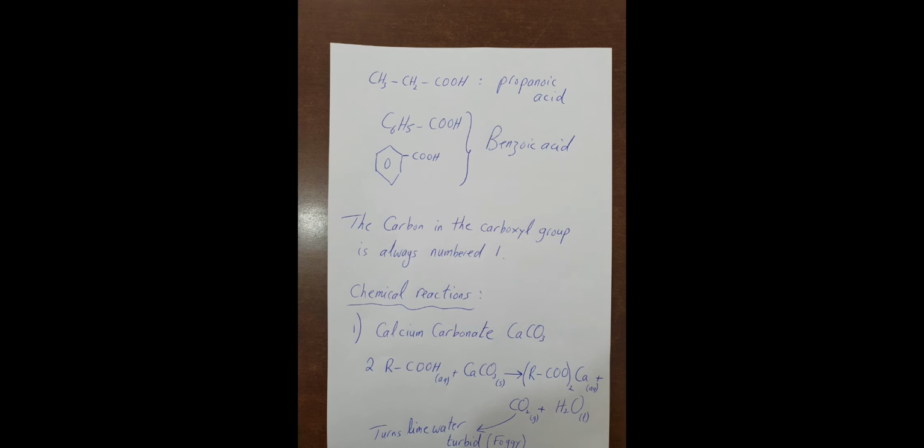Some chemical reactions involving the carboxylic acids. Number 1, the reactions with calcium carbonate, CaCO3. The general equation is we need 2 molecules of the RCOOH plus 1 molecule of the calcium carbonate, which is a solid, producing (RCOO)2Ca, which is an aqueous solution, plus CO2 plus water. Remember that the CO2 turns lime water turbid. That's the test for the release of carbon dioxide.